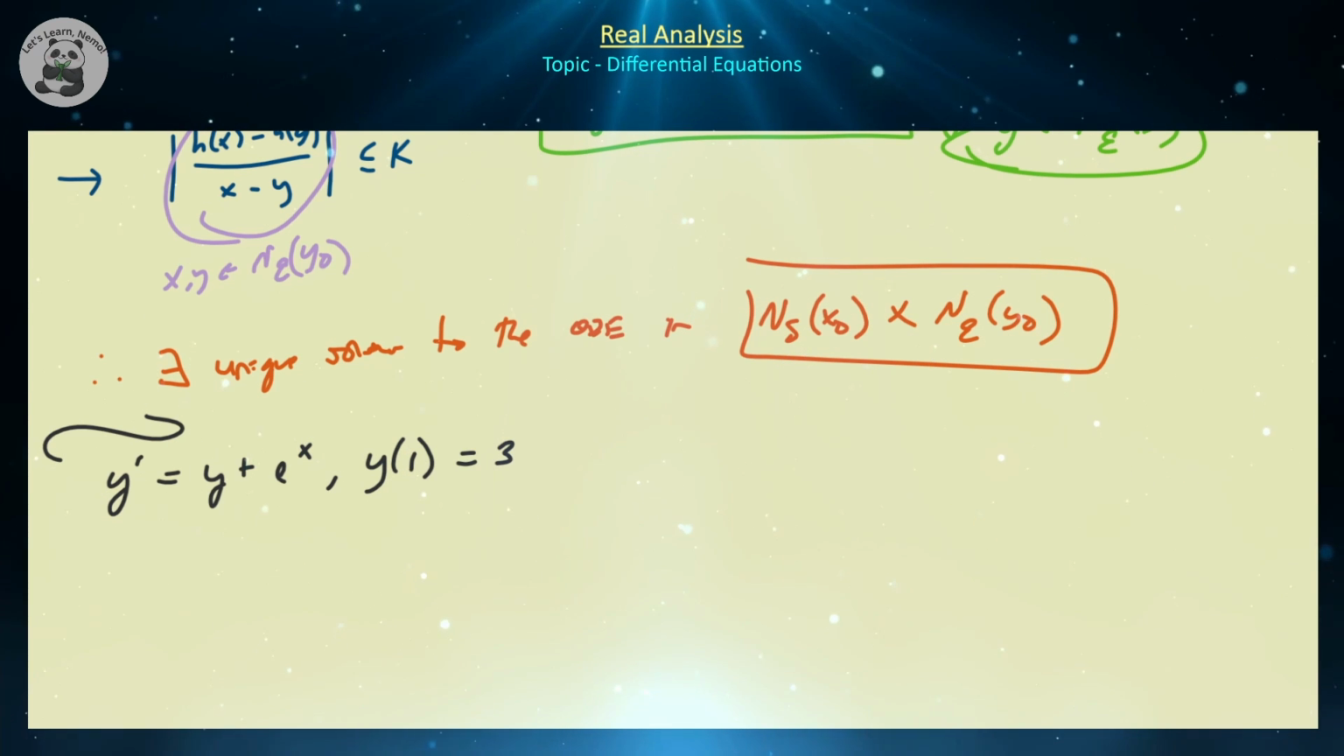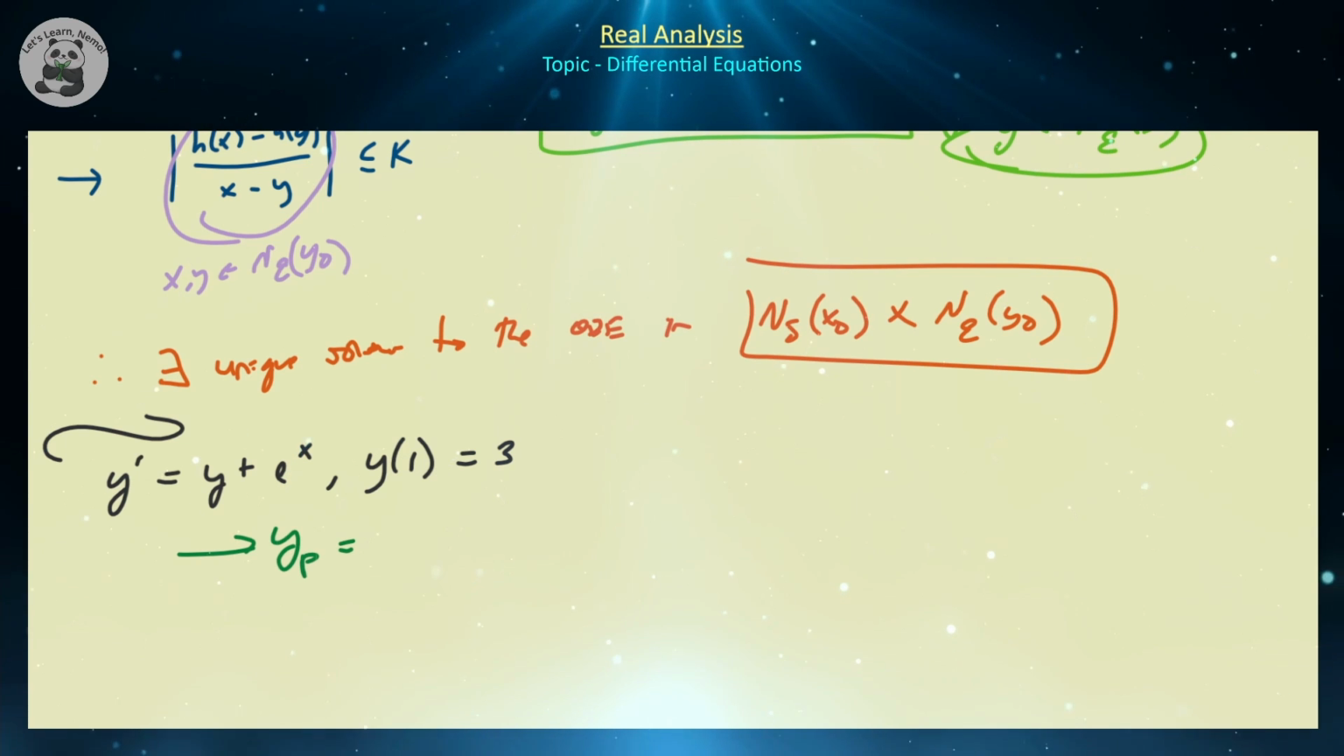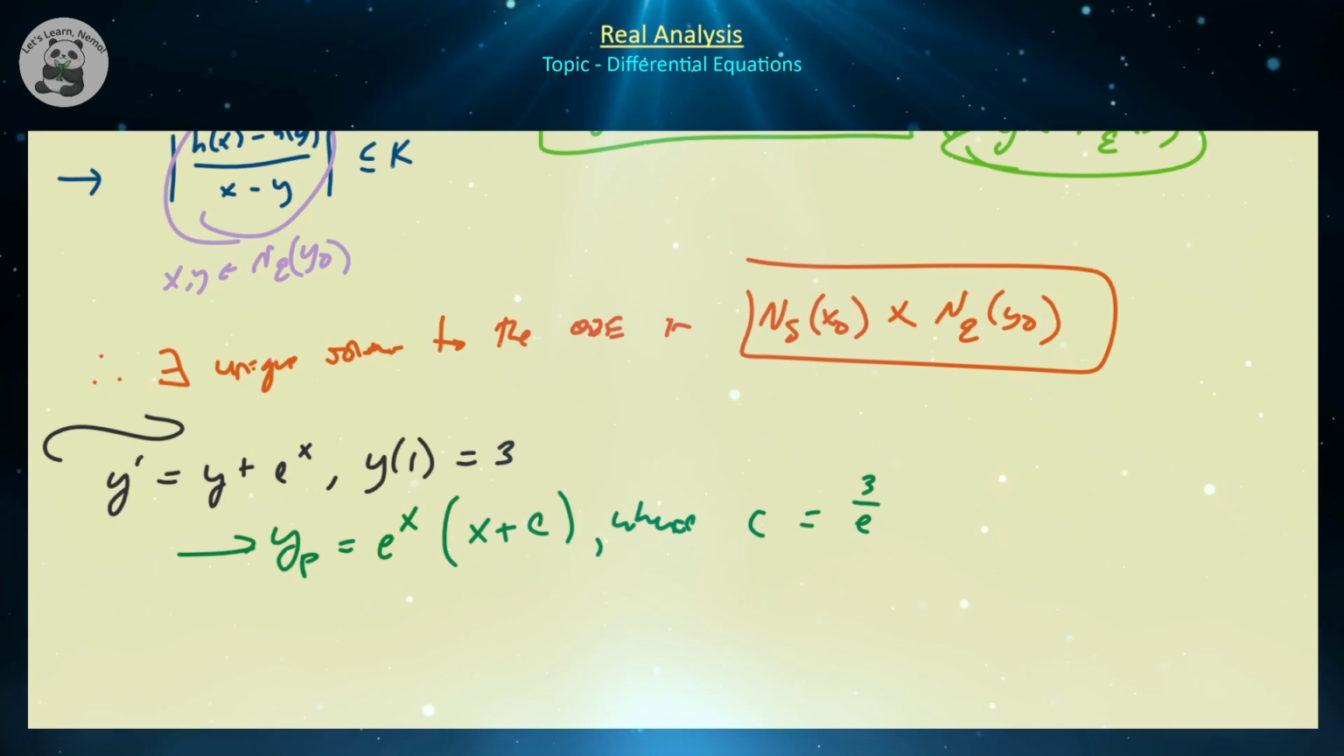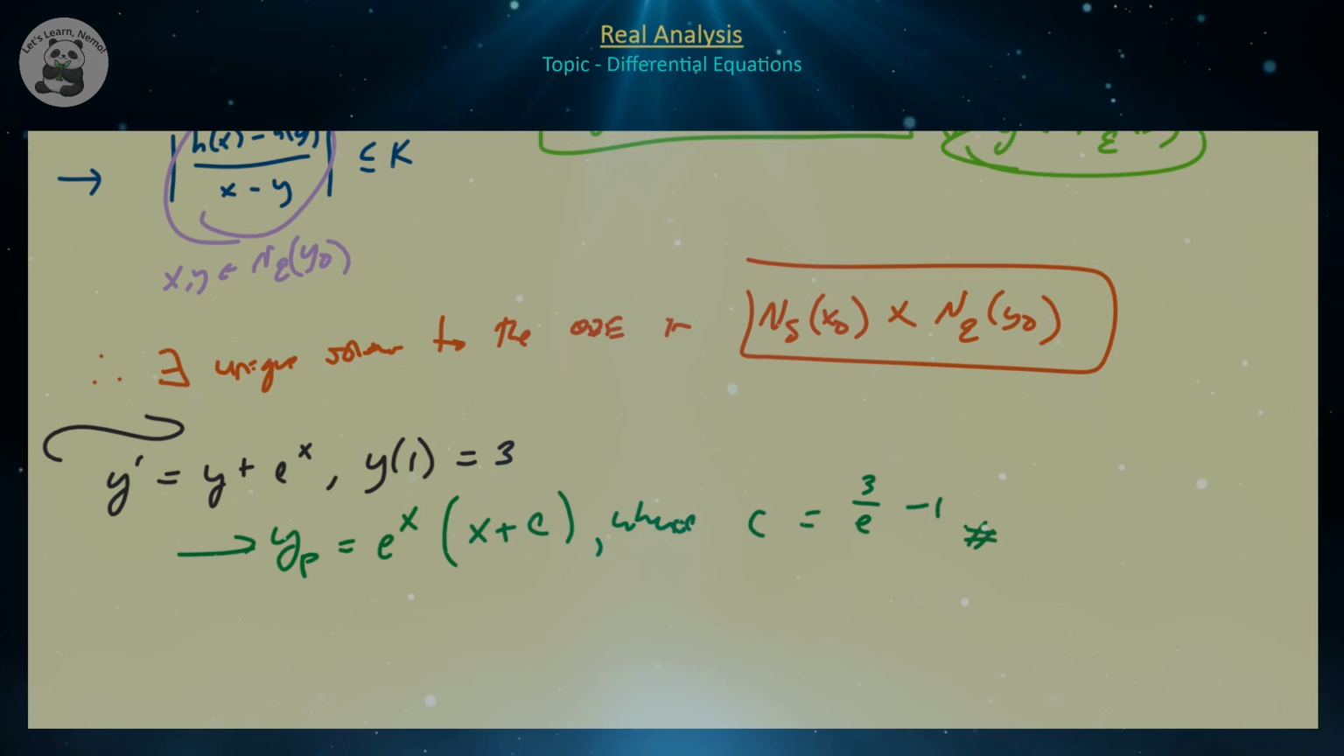Using your method of integrating factors, if you want to practice this before we get into a brief discussion on integrating factors, you should be able to show that the exact solution, which I'm going to call yp, is actually equal to e to the x times (x plus c), where that c is actually equal to 3 divided by e, minus 1. So that's a nice little exercise to practice your basic differential equations in case you're interested.